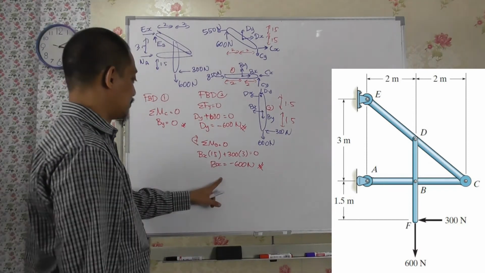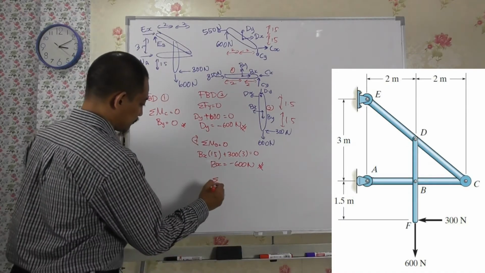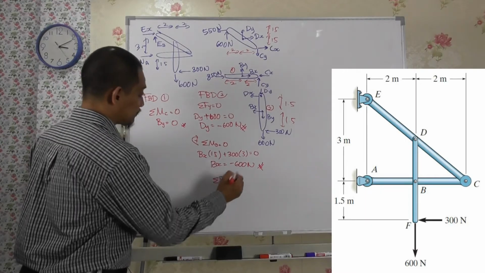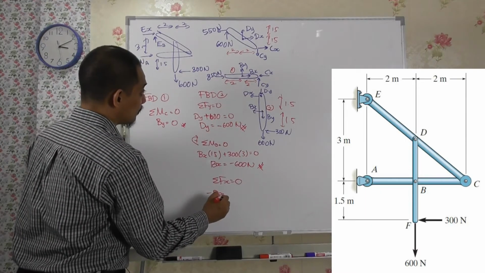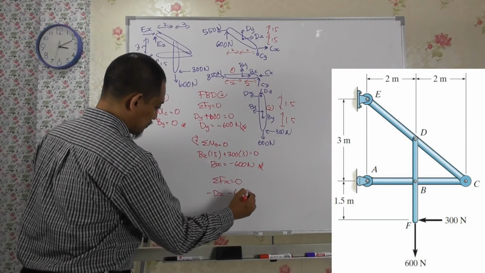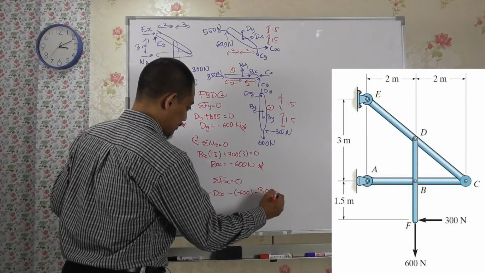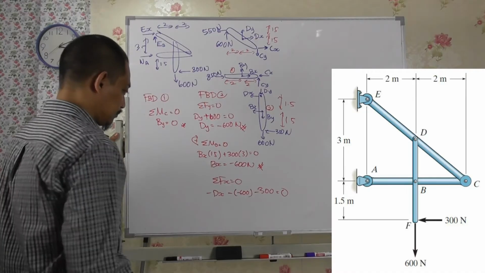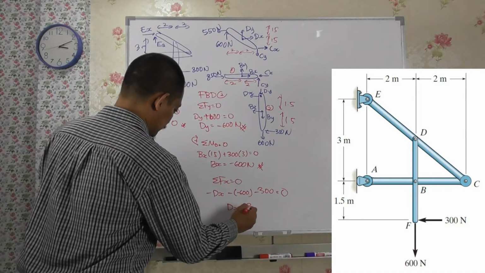If this is established, I can calculate for Dx. Summation of Fx equal to 0. So minus Dx minus Bx, but this is minus 600 just now, minus 300 equal to 0. So Dx equal to 300, is it?